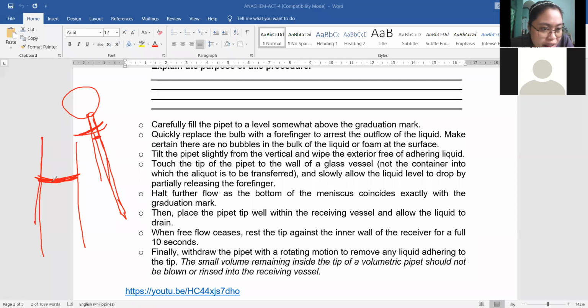And then we will read the lower meniscus. So the lower meniscus is here. Ito yung pinakababa na part, 'di ba? Kasi pa-curve yung sa ating glassware. So the lower part is called the lower meniscus.